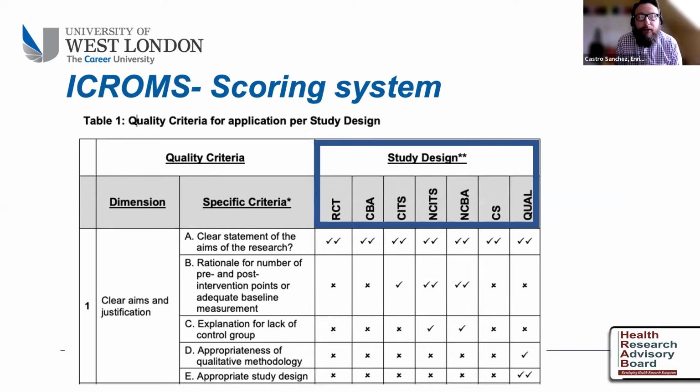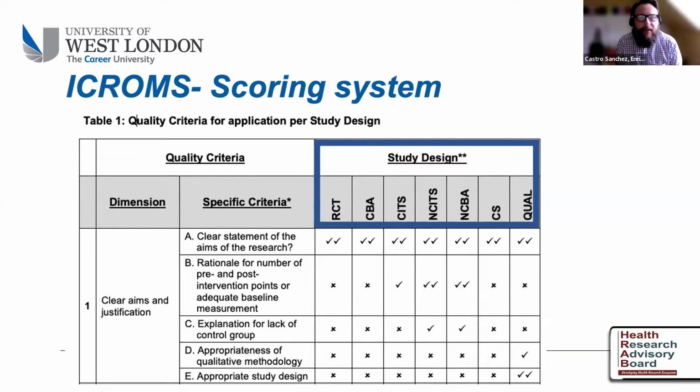The thing to remember as well about ICROMS is that it doesn't claim to be able to score all types of study designs, but when we created the tool, we really thought about which were the most frequently used study designs out there. So if you look at the study design section, I like to see it as going from one extreme to the other. If you look at the left, you've got randomized controlled trials and also cluster randomized controlled trials, which are combined in their design thinking. All the way to the right, you've got qualitative studies.